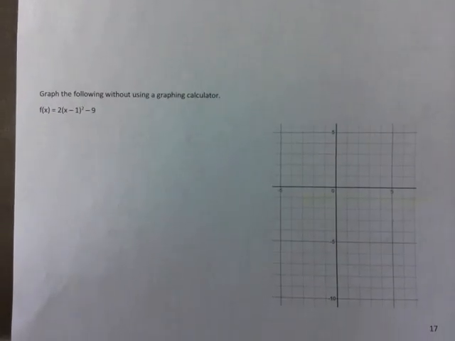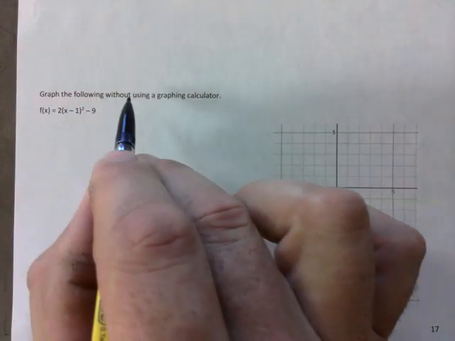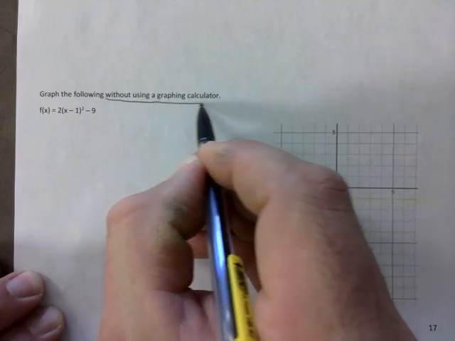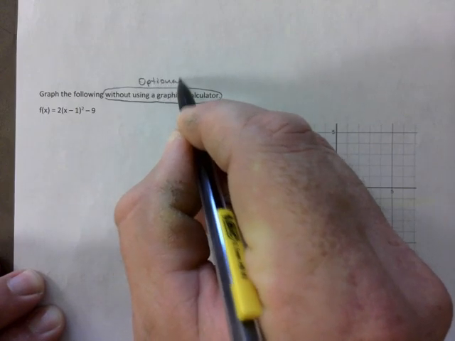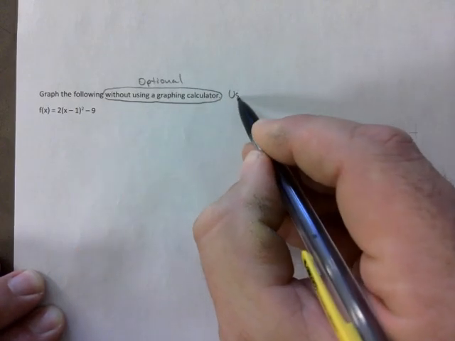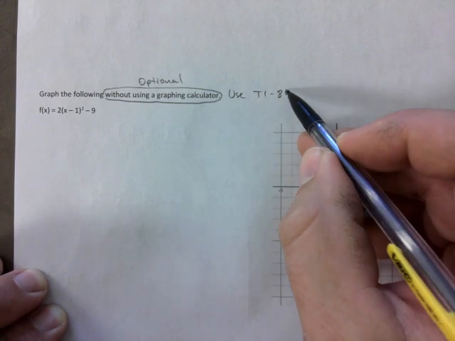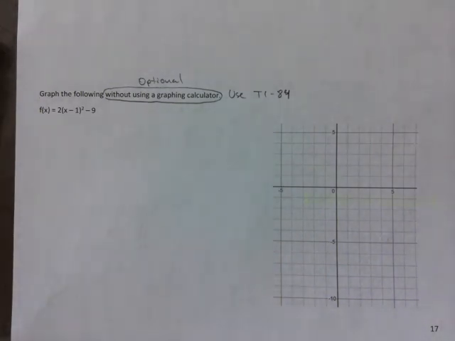Then down here, I'm going to make an adjustment to this one. It says here, graph the following without using a graphing calculator. This is optional. You can use the TI-84 if you can do it with a graphing calculator. I'm never going to ask you, completely out of nowhere, to do it without a calculator.